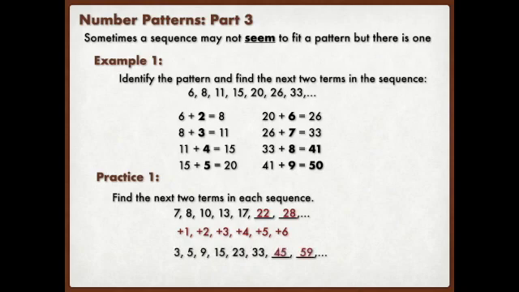Let's try this one. 3, 5, 9, 15, 23, and 33. What am I doing? I'm adding 2 to each one of these. Okay, I'm adding 2, then 4, then 6, then 8, then 10, then 12, then 14.